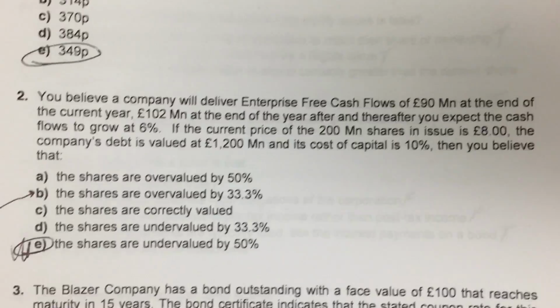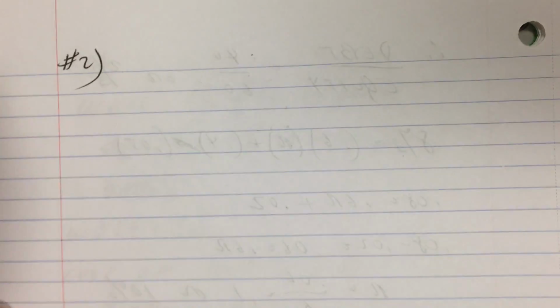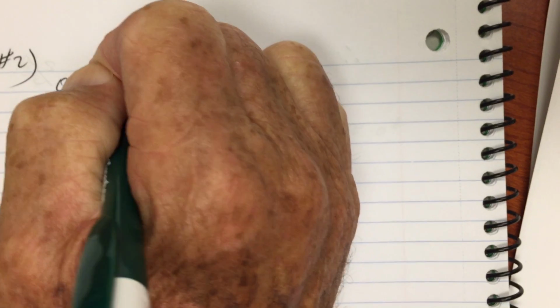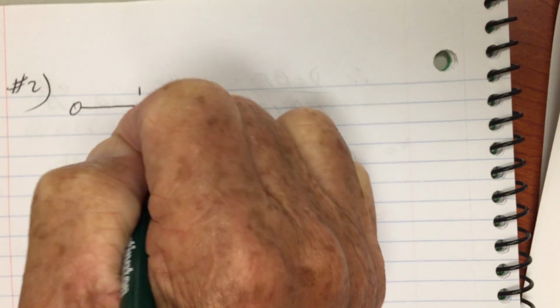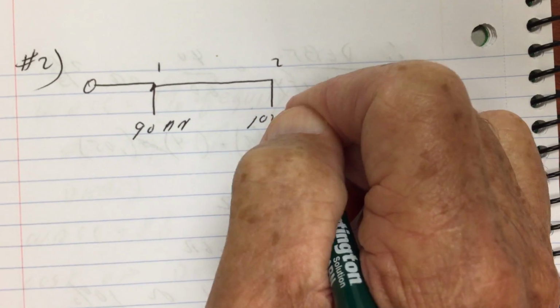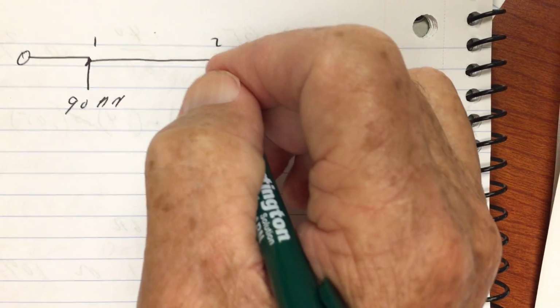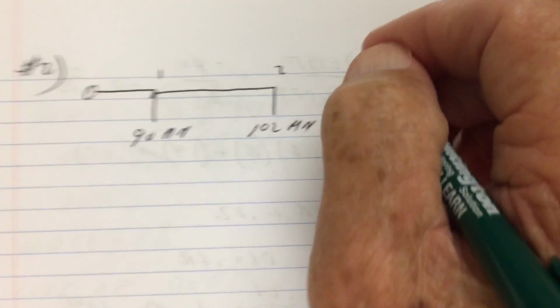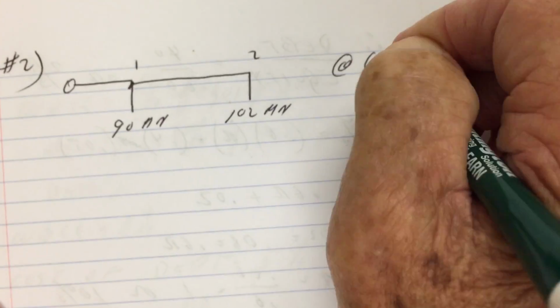or undervalued. So the first thing we're going to do is draw a timeline of the cash flow to determine the enterprise value. It starts at point 0, and then at point 1 we have an influx of 90 million. At point 2, we have an influx of 102 million. And then from that point forward, we have a cash flow in perpetuity growing at 6% per year.